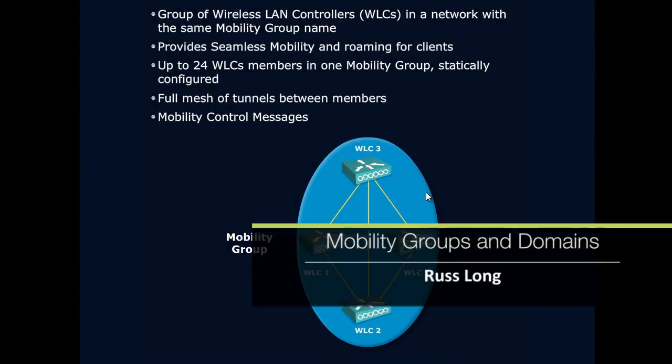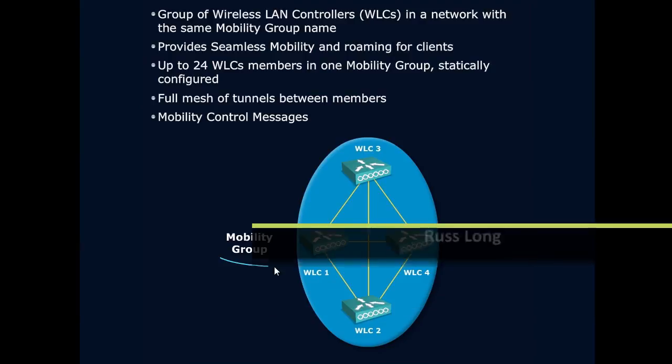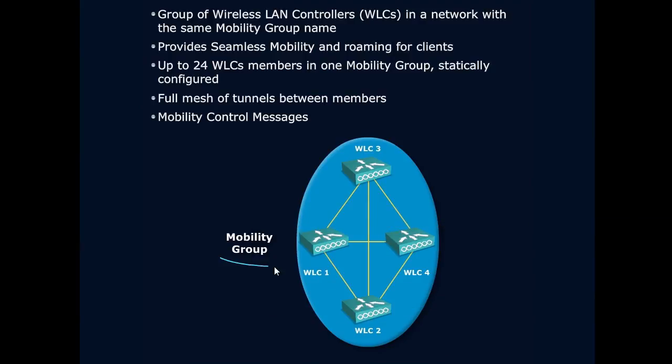All right, so let's take some time to define the term mobility group. First of all, a group of wireless LAN controllers in a network that work together under the same mobility group name. This means they have seamless mobility between roaming clients. So a client can move to any of the APs.